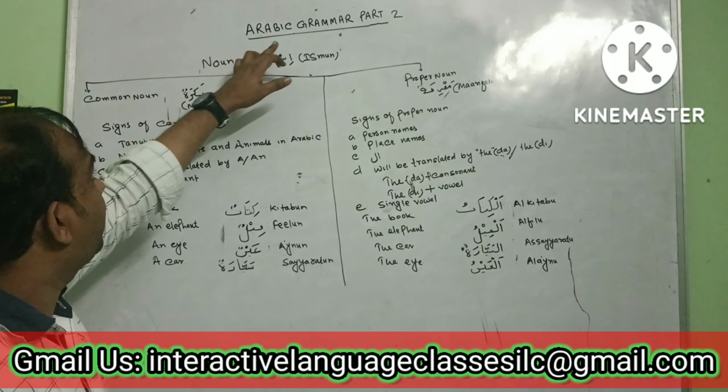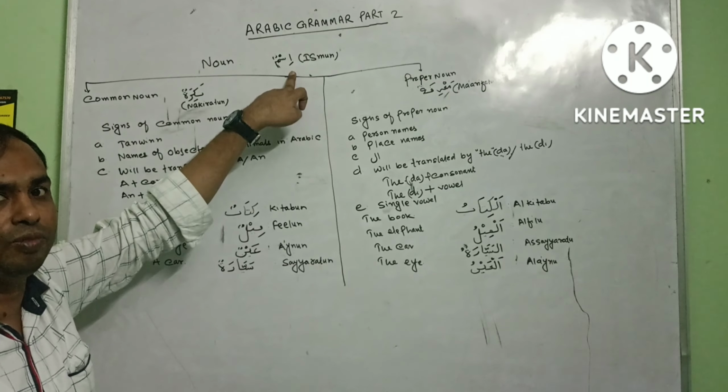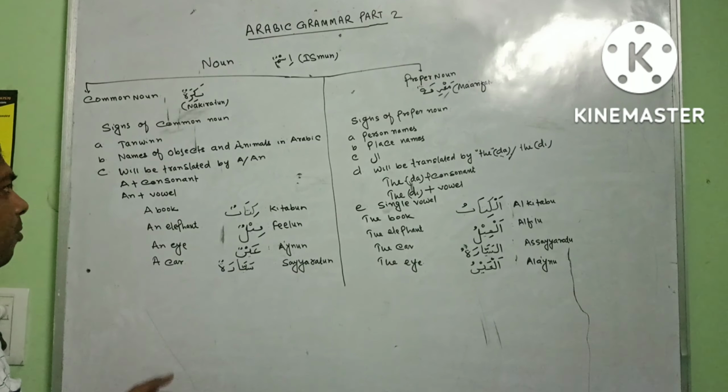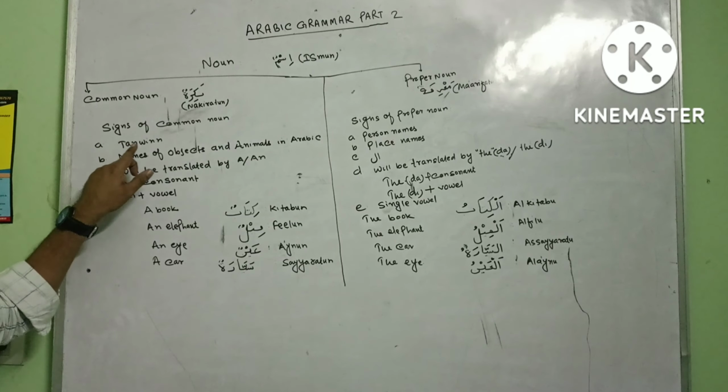First of all, Arabic grammar part 2, noun. Noun means ism. Ismun means noun. Common noun is called nakira. Signs of common noun, कॉमन नाउन की अलामतें यानी अलामतुन नकिरा. First sign is tanwin.